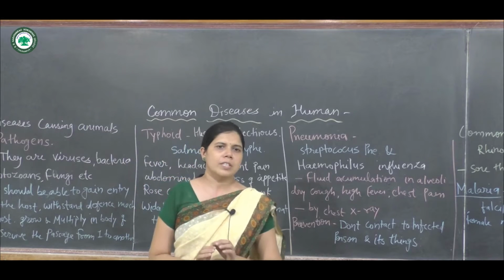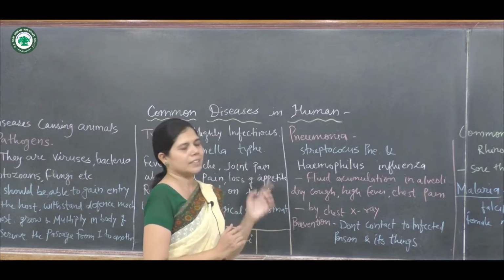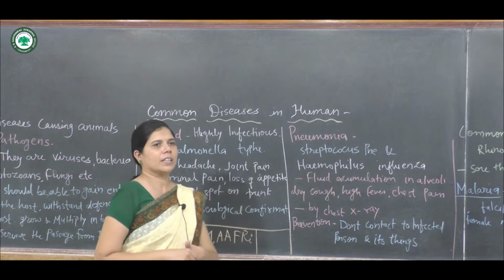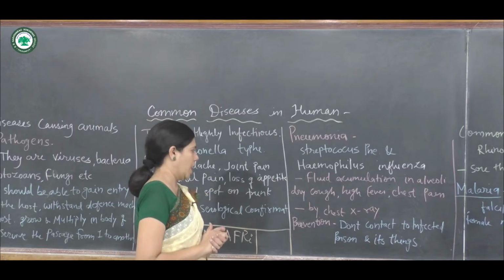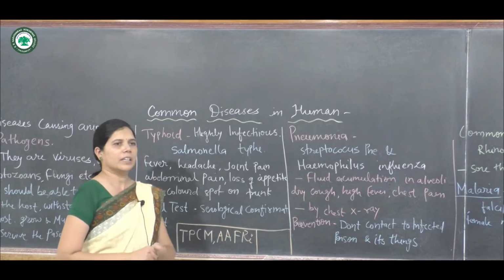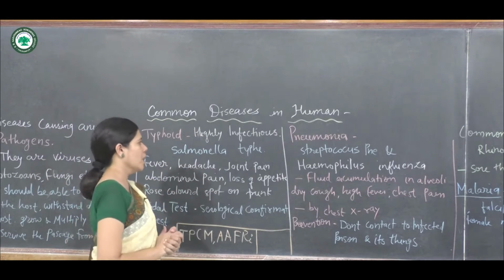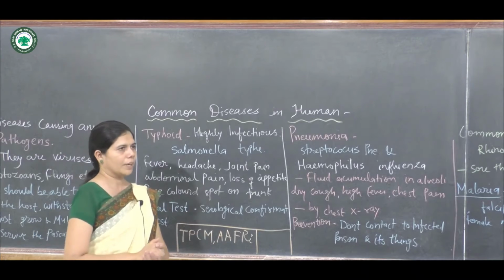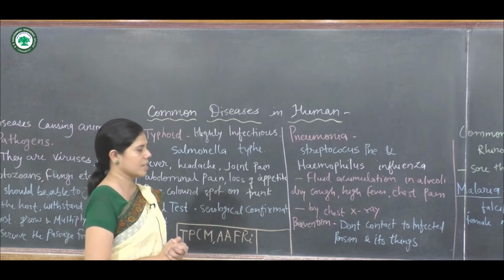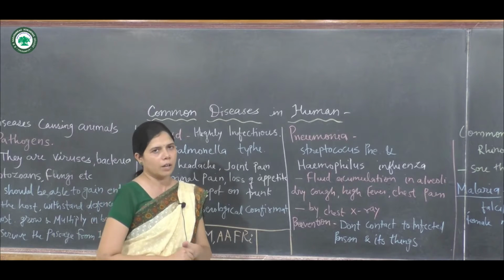So students, first I am telling you the trick to learn all the diseases. The trick is very simple. The trick is TPCM AFRI. T is for typhoid, P for pneumonia, C for the common cold, M for malaria, the first A for amoebiasis, the second A for ascariasis, F for filariasis, and the last one, RI, for ringworm.